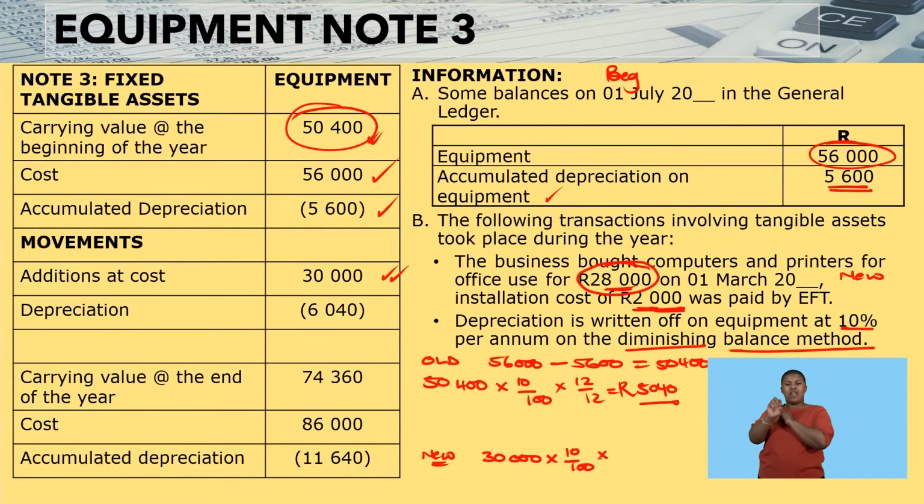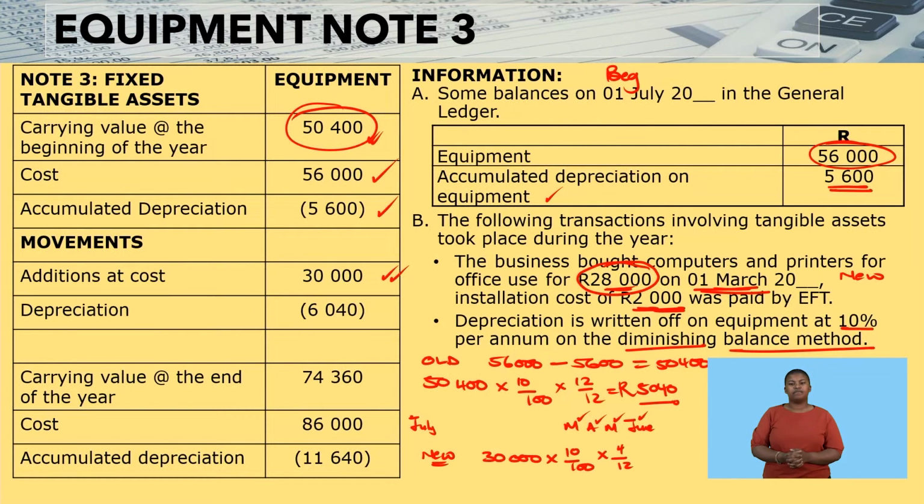We now need to know for how many months we had this new one. We had it from the 1st of March. So if we had it from the 1st of March, we'll count now. Remember, our financial year begins on the 1st of July and it must end in June. Okay, and we had this from the 1st of March. So we're counting from March, April, May, then June. So that means we had it for 1, 2, 3, 4. We had it for 4 months.